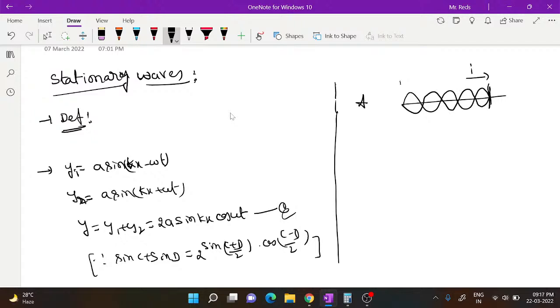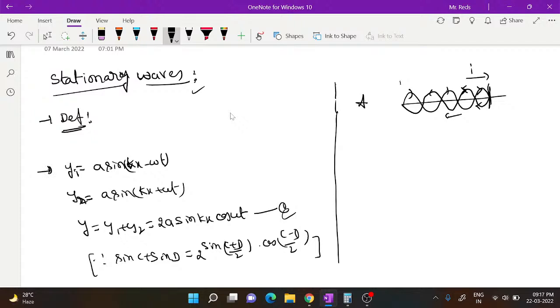This will be a reflected wave. So this is the incident wave, and this is the reflected wave. This reflected wave and incident wave will combine together, or superpose together, and will give stationary waves. To understand this mathematically, let us consider the incident wave to be a progressive wave.